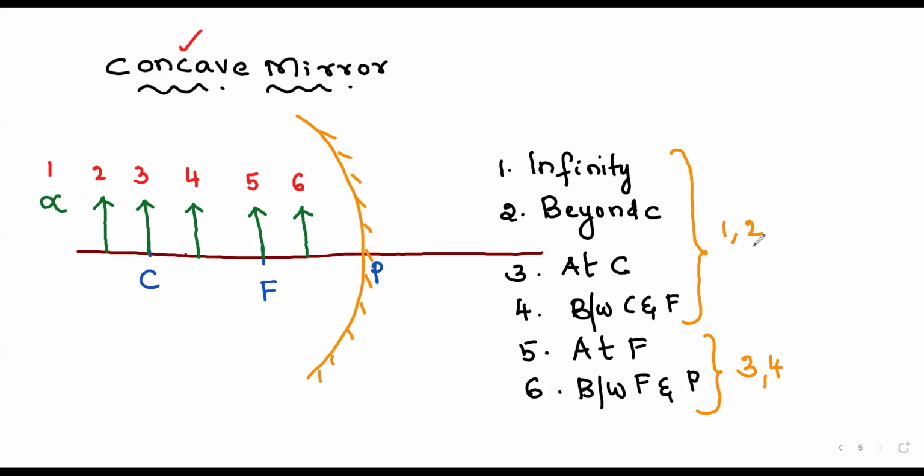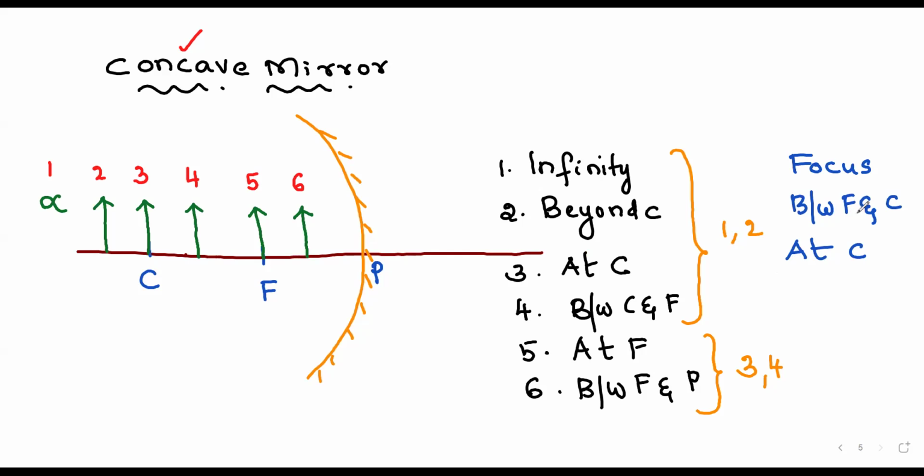Now, the expected image positions. If the object is at infinity, you will get the image at the focus. If it is beyond C, you will get it between F and C. And at C, you will get it at C itself. We will check all these image formations once again after drawing. Now, reverse all these.